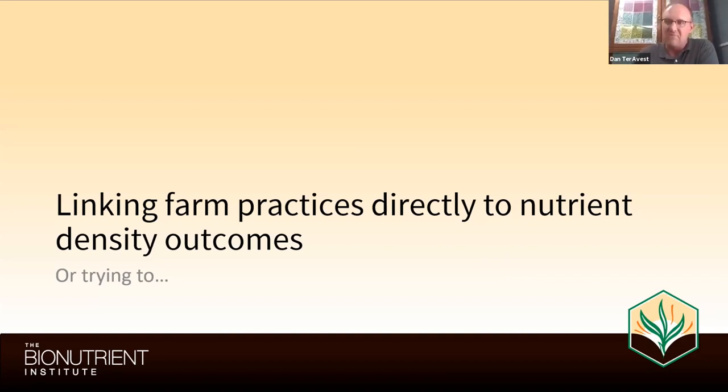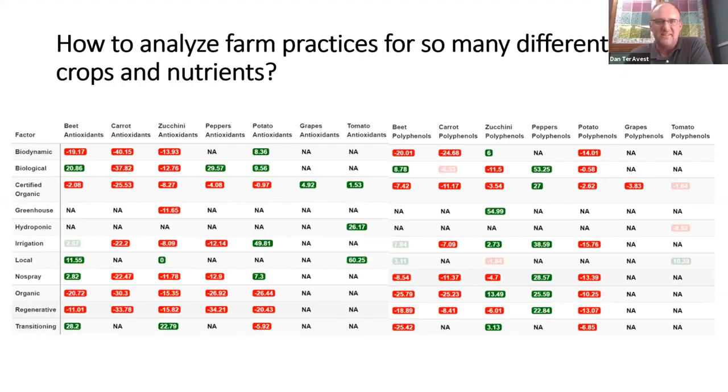So the last thing I want to talk about is directly linking farm practices to nutrient density outcomes. I'm going to start with this. This is scary, right? There's red, there's green, there's NAs. What is going on here?